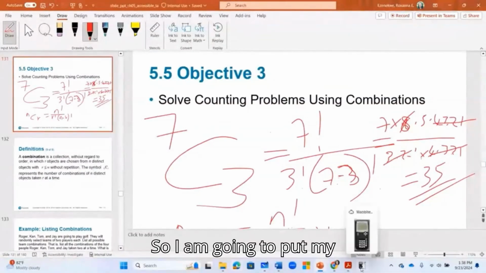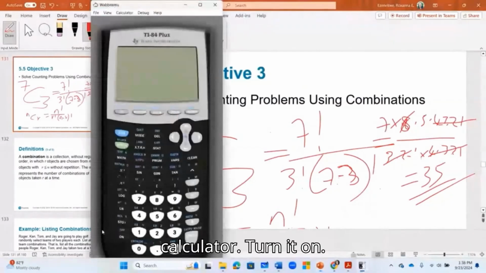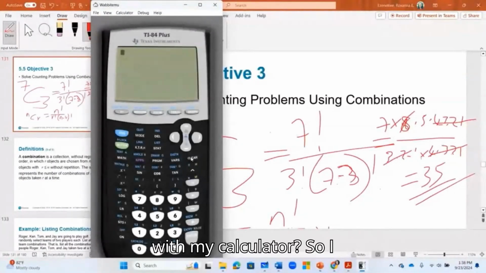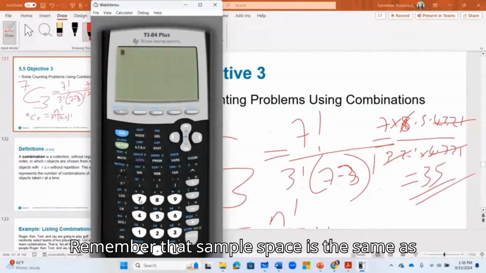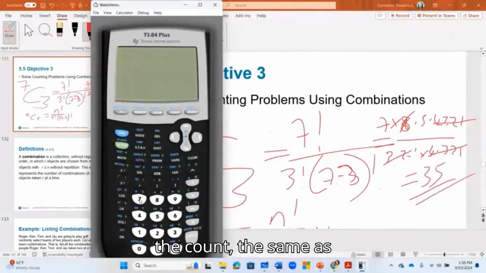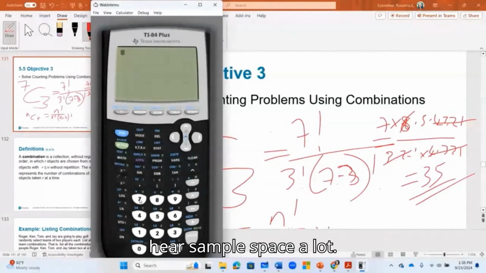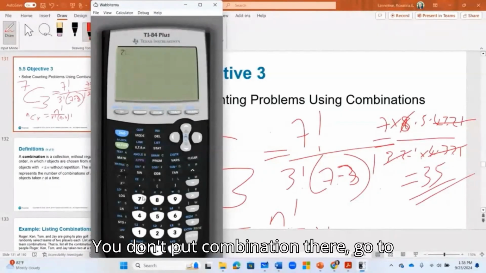So I am going to turn on my calculator. How do I answer a combination question with my calculator? So I will put in n. What is n? The total, the sample space. Remember that sample space is the same as the count, the same as population. So here you're going to hear sample space a lot. So 7, you don't put combination there.